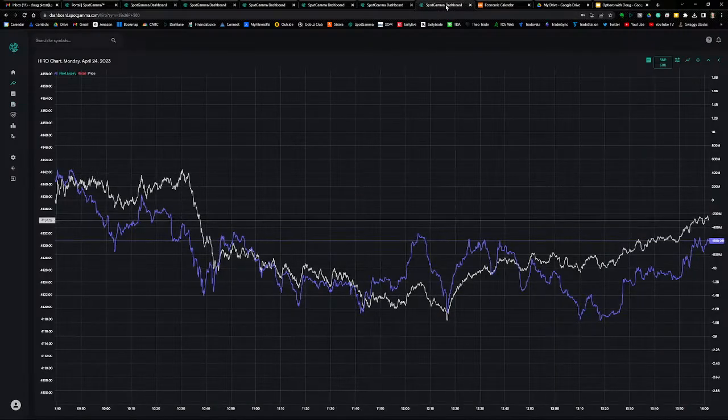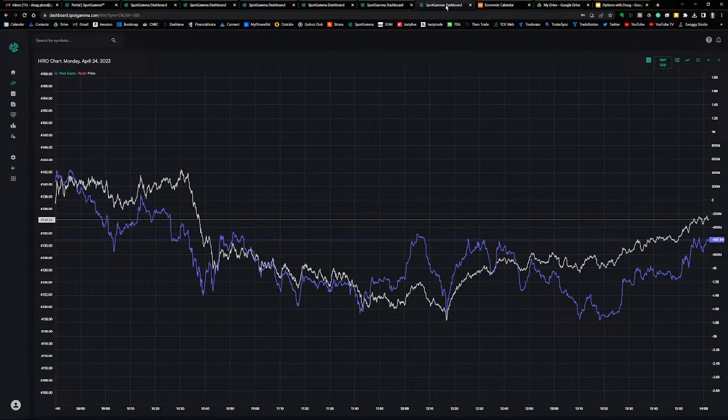So overall, I was expecting, and this is what SpotGamma noted in the AM Founders Note, and they have been noting this for a while, that positive gamma expired last week, looking for higher volatility, wider trading range, and they were actually favoring a move down. All right, so let's take a look at the S&P 500. We'll start with the S&P 500.